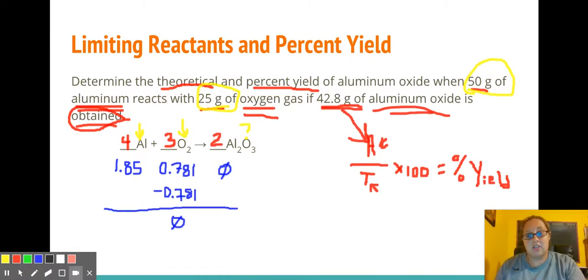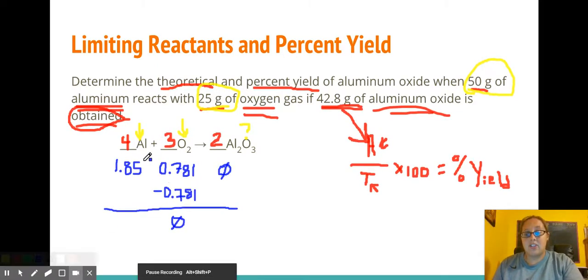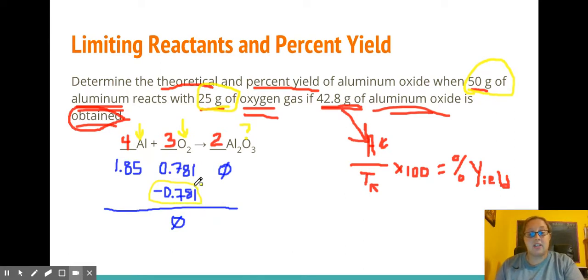Since I know that oxygen is my limiting reactant, what I'm going to do is use all of it. So looky here, I have minus 0.781 in my C line. Now, here's the difference. The I line means initial, what I have at the beginning of the reaction. The second line here is the C line. What that stands for is change. So that's what is reacting. So how much aluminum is reacting, how much oxygen is reacting, and how much of the aluminum oxide is being produced. Then you have your very last line. Your last line is what is left over, what you have at the very end of the reaction.